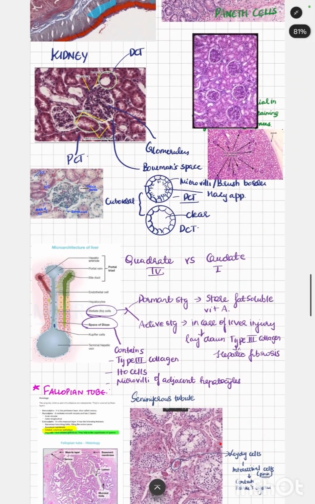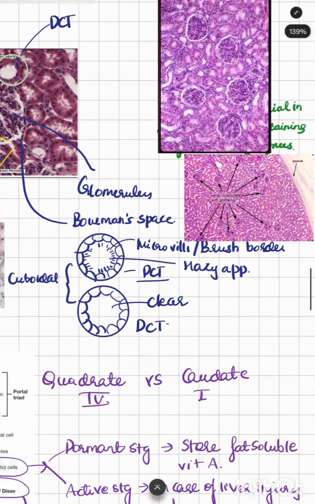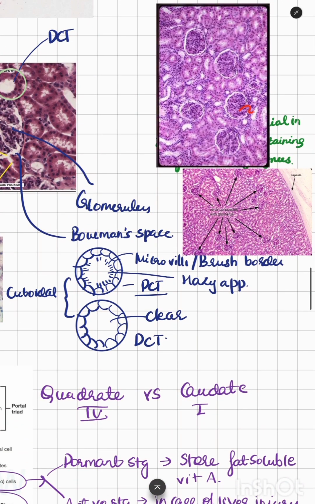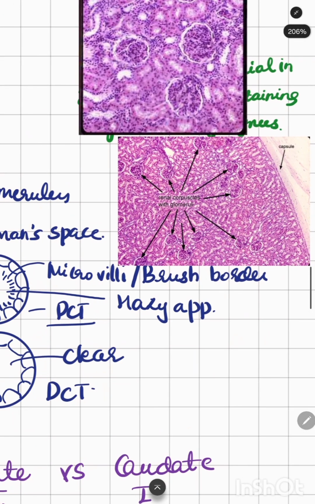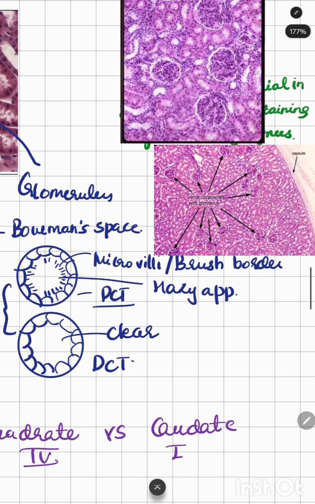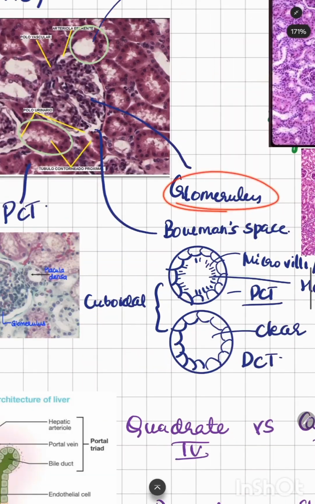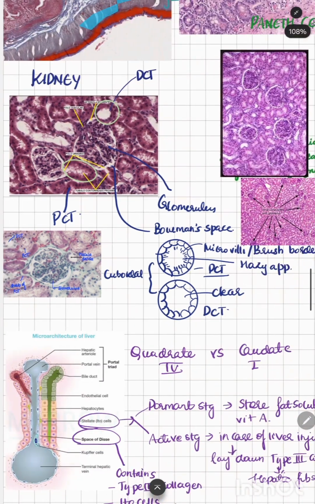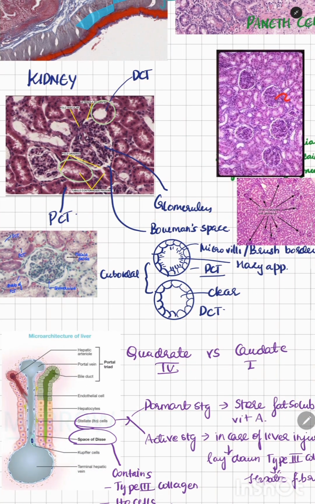How to identify the histology of a kidney section: if you find a tissue surrounded by all these dilated tubules, again in this section you see some tissue surrounded by tubules, then it is a section of kidney. And this tissue which you are seeing here is the glomerulus. The glomerulus is basically tufted capillaries, and the space you see here surrounding the glomerulus is Bowman's space, right?